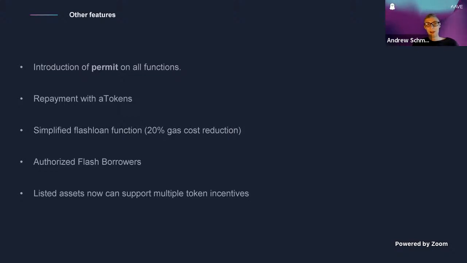And we also have a flash borrower role. So currently you have to pay a fee when you're taking out this flash borrow position. And people with the flash borrower role will have this fee waived for them. And this is, again, approved by governance. And finally, listed assets can support multiple incentives. So you can be earning a bunch of different rewards for supplying or borrowing one asset.